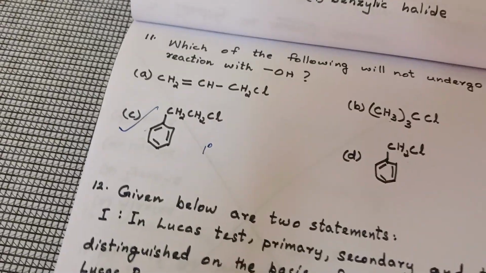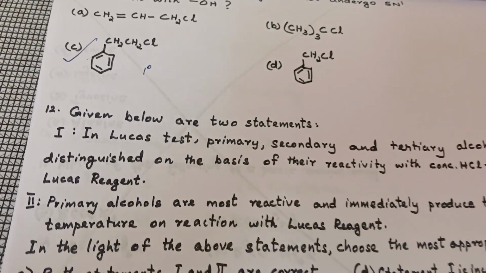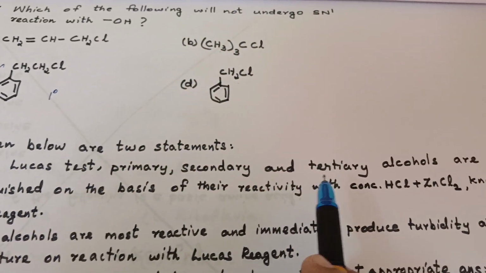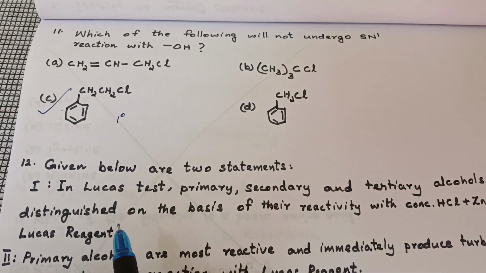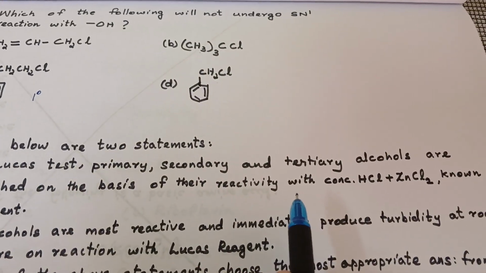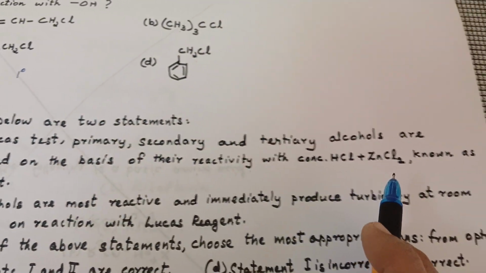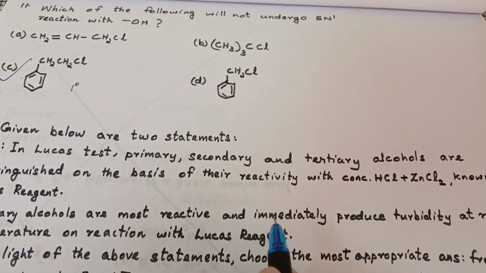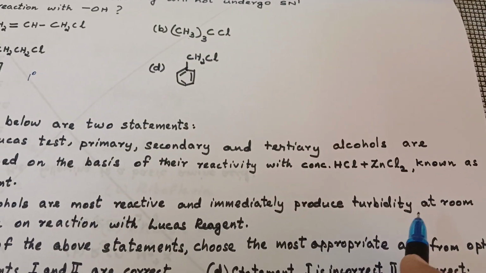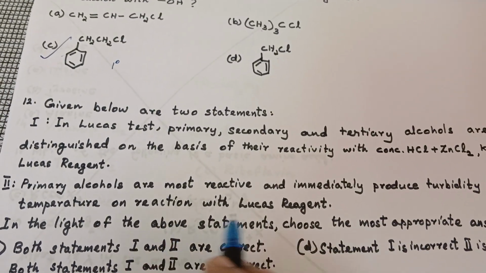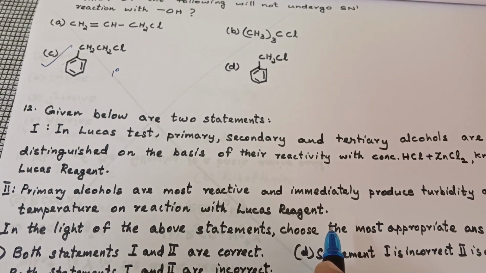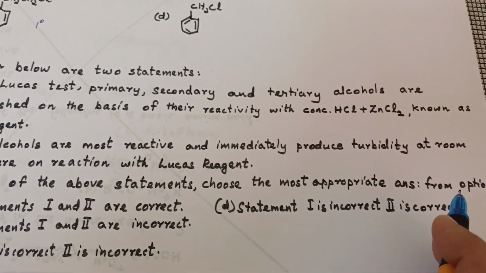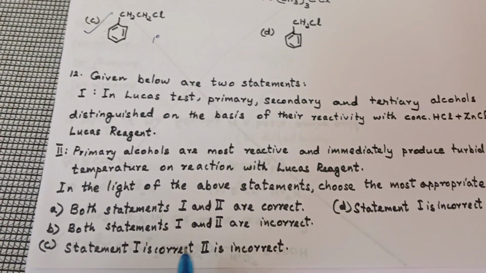Again, we have an assertion reason type question. That is, given below are two statements. In Lucas test, primary, secondary and tertiary alcohols are distinguished on the basis of their reactivity with concentrated HCl and ZnCl2, known as Lucas reagent. Primary alcohols are more reactive and immediately produce turbidity at room temperature on reaction with Lucas reagent. In the light of the above statements, choose the most appropriate answer from options.